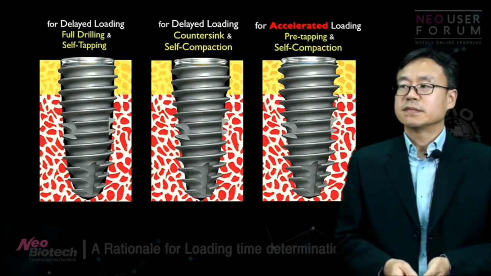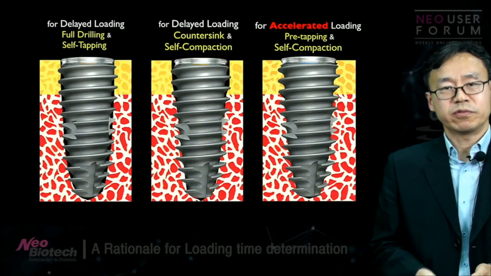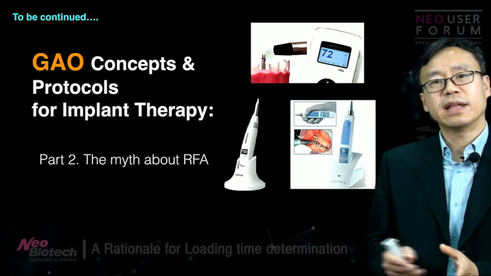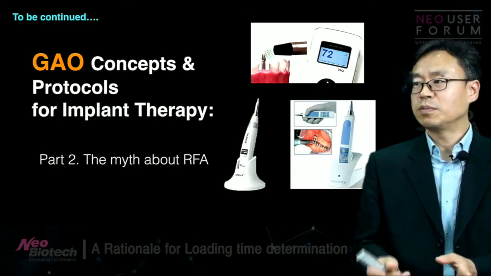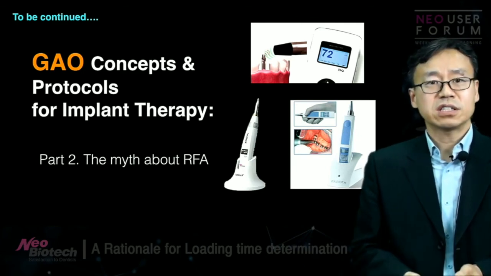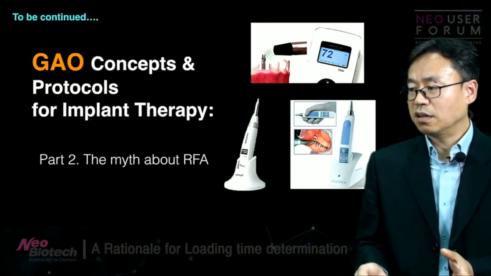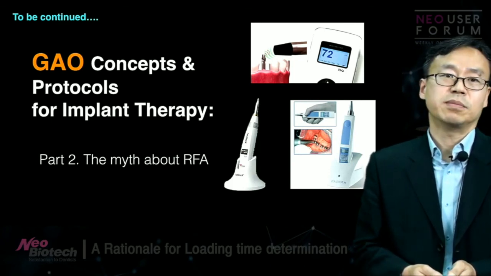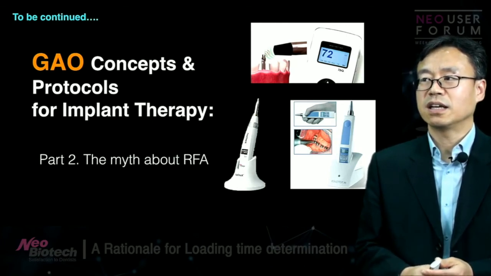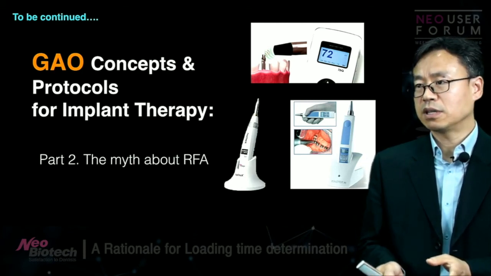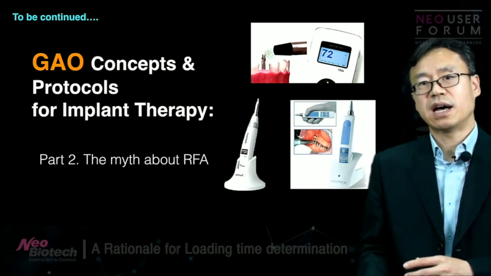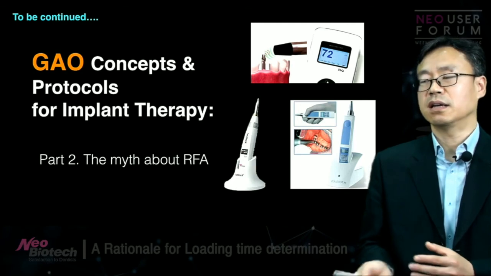Well, this is pretty much what I prepared for the first part today. And the next part, or the next presentation, which will be about 3 to 4 weeks from now, will be about the objective methods to evaluate implant stability, including RFA, periotest, and everything. Especially, I want to point out the myth about RFA and see what works and what does not, and why, and so on.